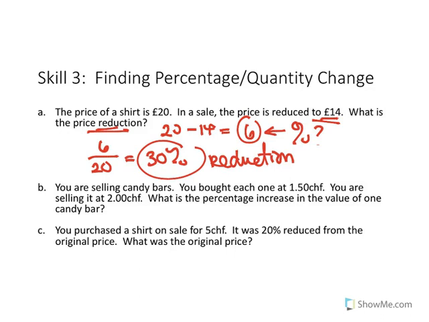And then in C, you purchased a shirt on sale for 5 francs. It was 20% reduced from the original price. So that shirt that is 5 francs was already reduced from the original price by 20%. What was the original price? So at this time, go ahead and pause and try to work these out in whatever natural way makes sense to you.